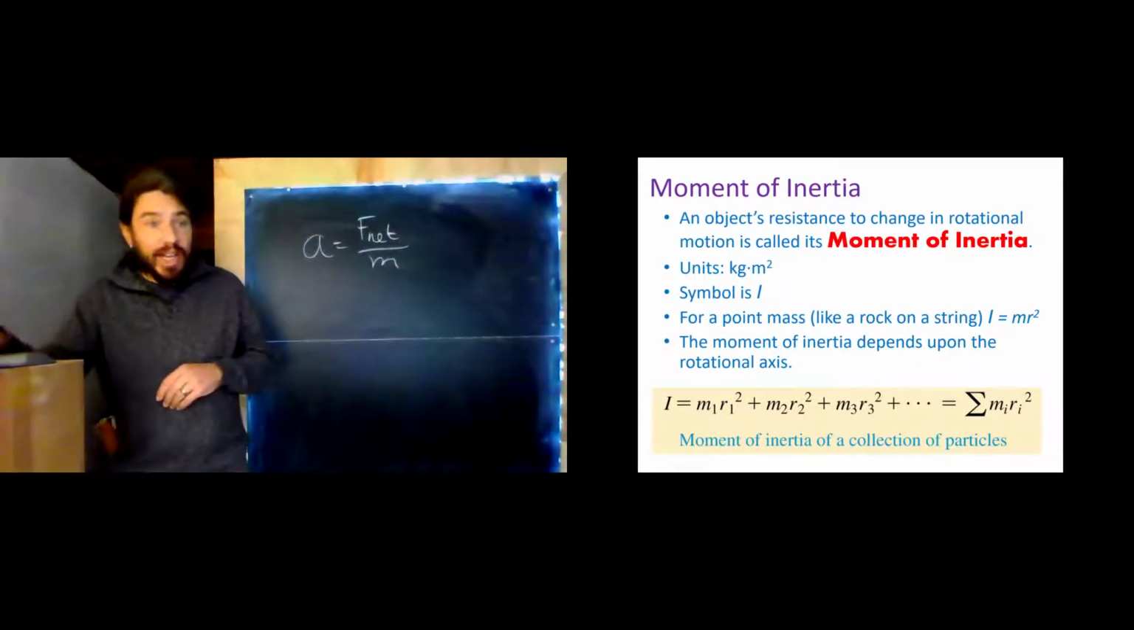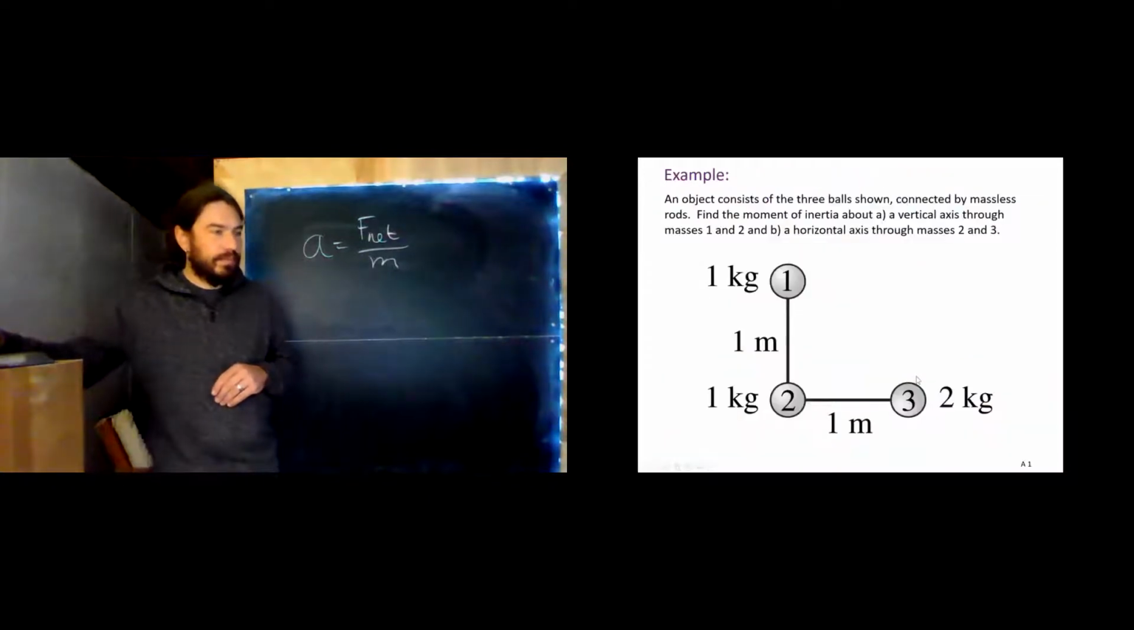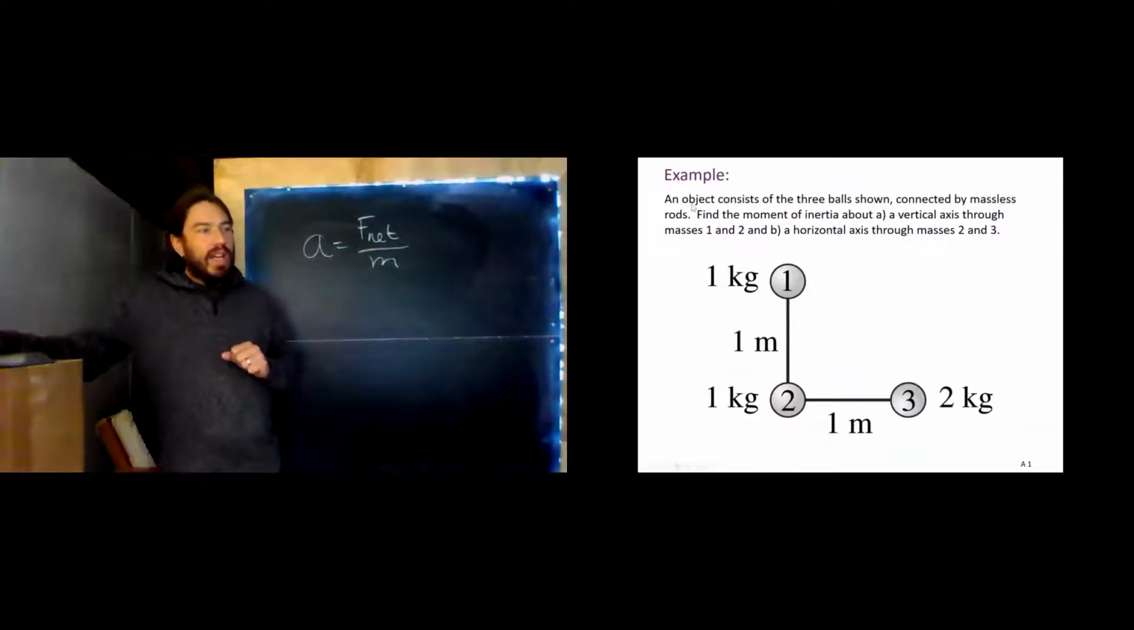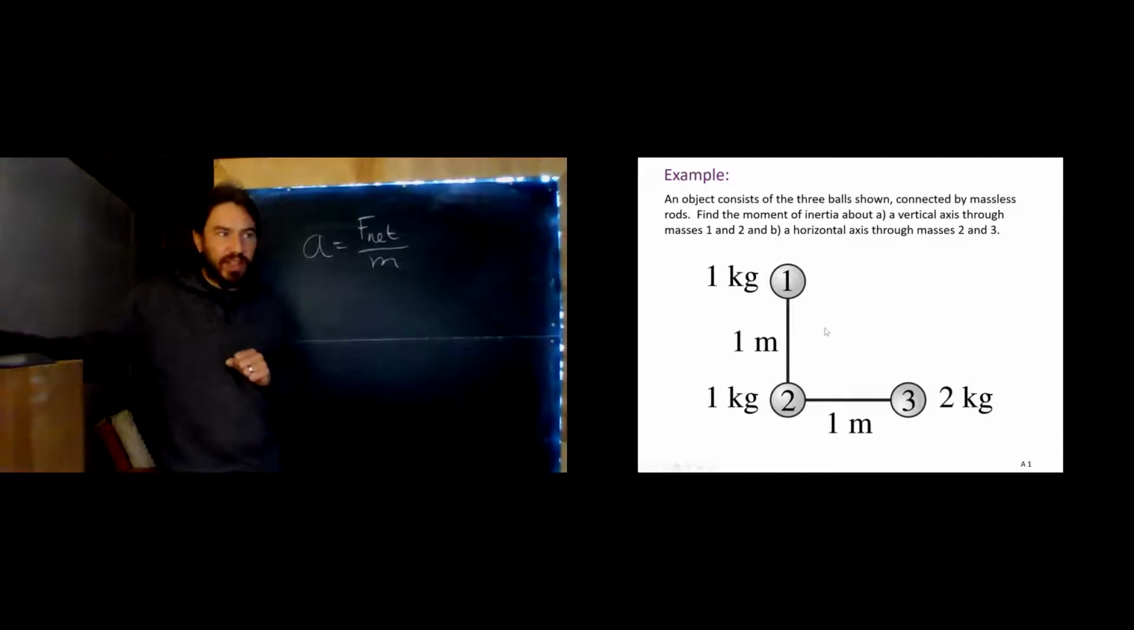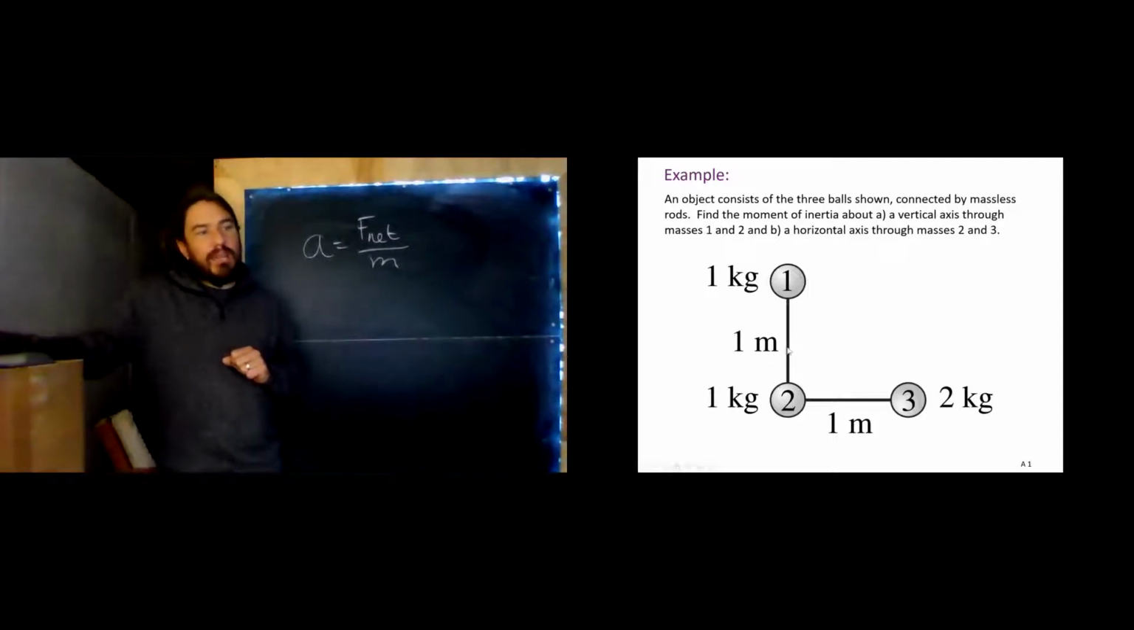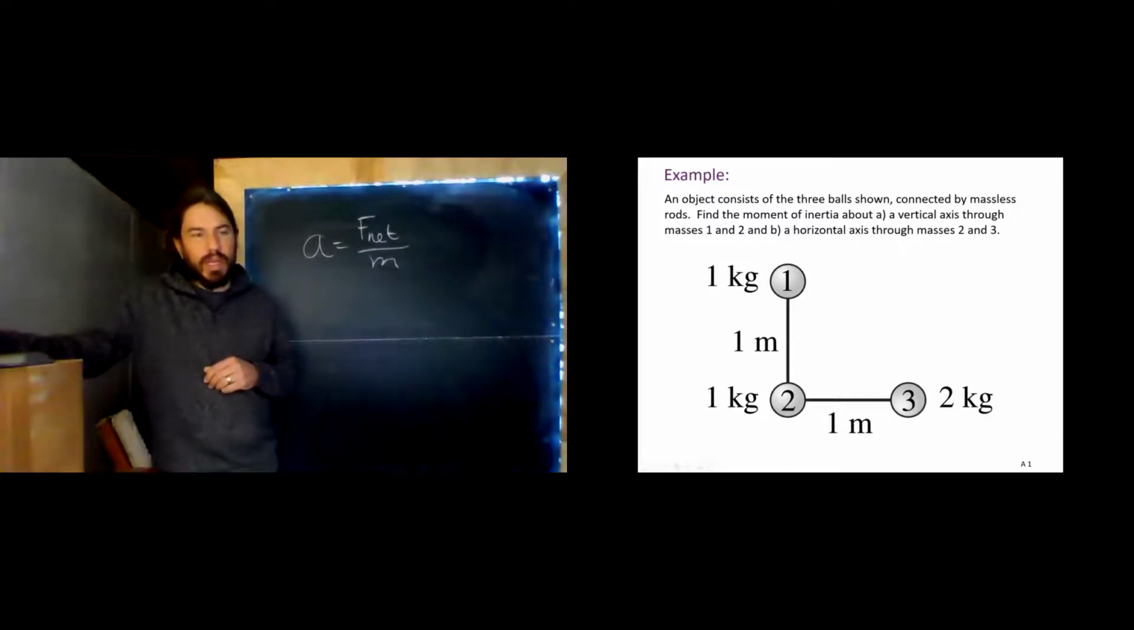All right, let's try an example. We have an object, and it consists of 3 balls shown. Oh, this looks familiar. I believe we found the center of gravity of the same thing in the previous lecture. They're connected by massless rods. Find the moment of inertia first about a vertical axis through masses 1 and 2, and secondly through a horizontal axis through masses 2 and 3. Let's just dive in and see what we get.